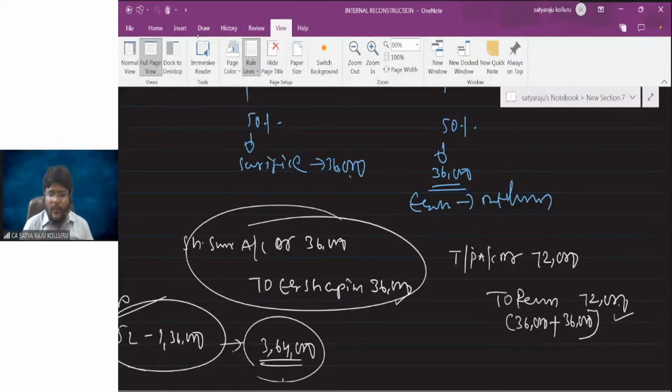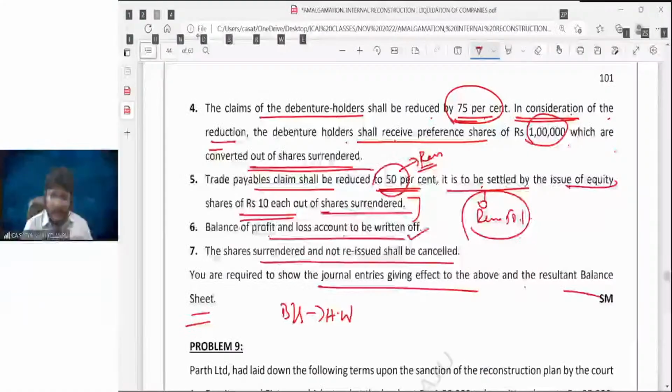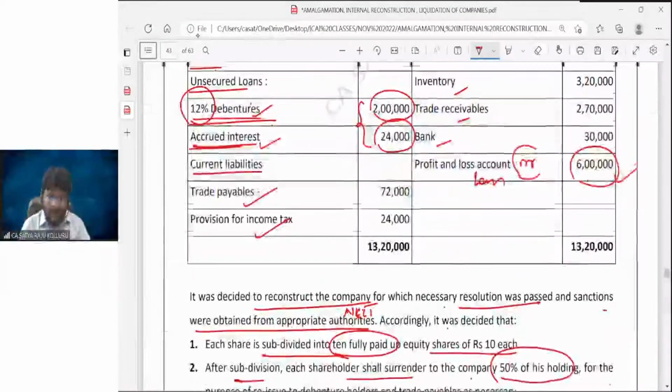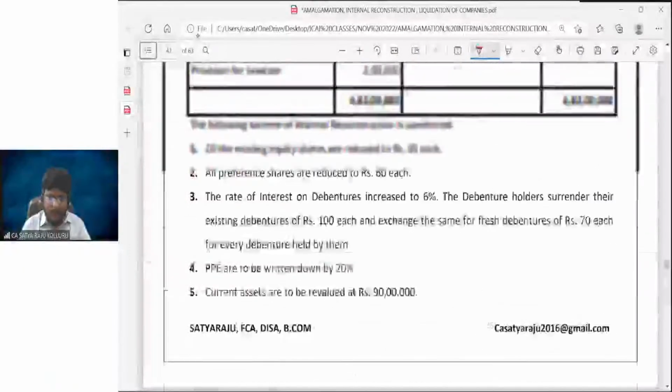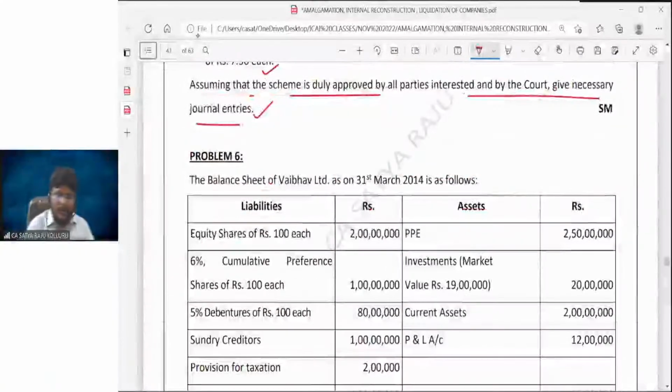I can take up another problem, but I don't want to take up another problem. I will give that problem as homework. What is that problem? Please, all of you resolve problem number 6 as homework. Okay.